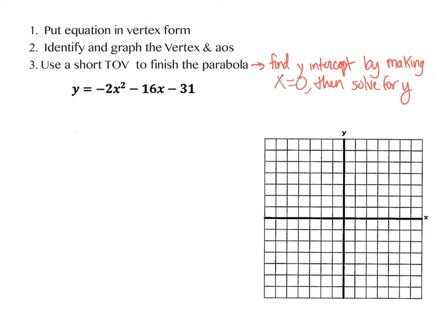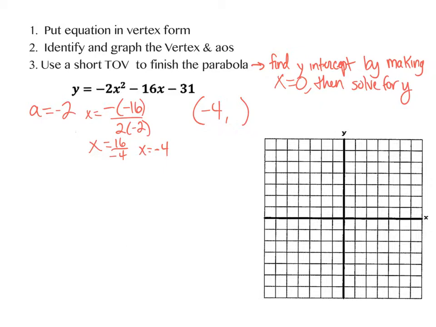So, first of all, it's not in Vertex Form. We need to put it in Vertex Form. And how do we do that? Okay, negative b over 2a. By the way, a equals negative 2. Okay? Negative b over 2a. 16 over negative 4. X equals negative 4. Halfway done with my vertex.